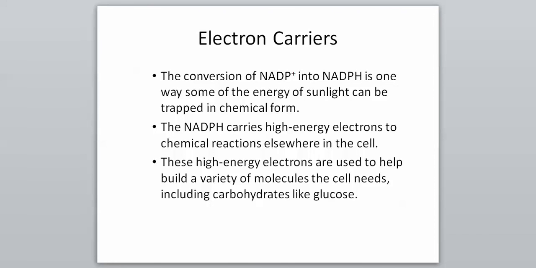This conversion, when it occurs, is one way some of the energy of sunlight can be trapped in chemical form. So when NADP+ grabs hold of the 2 electrons and the hydrogen ion and becomes NADPH, it traps chemical energy in a way that we can use it. Then the NADPH carries these high-energy electrons to chemical reactions elsewhere in the cell. Photosynthesis isn't our only reaction. Other things will occur, and these high-energy electrons are used to help build a variety of molecules the cell needs, including carbohydrates like glucose.